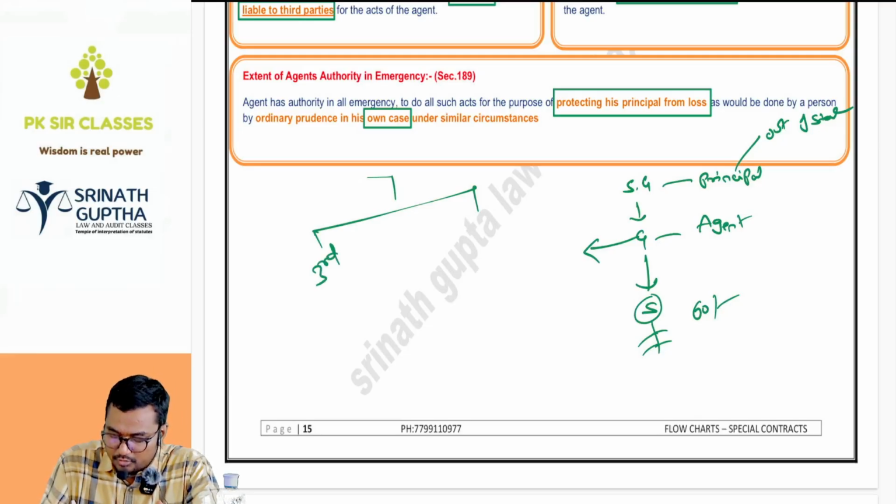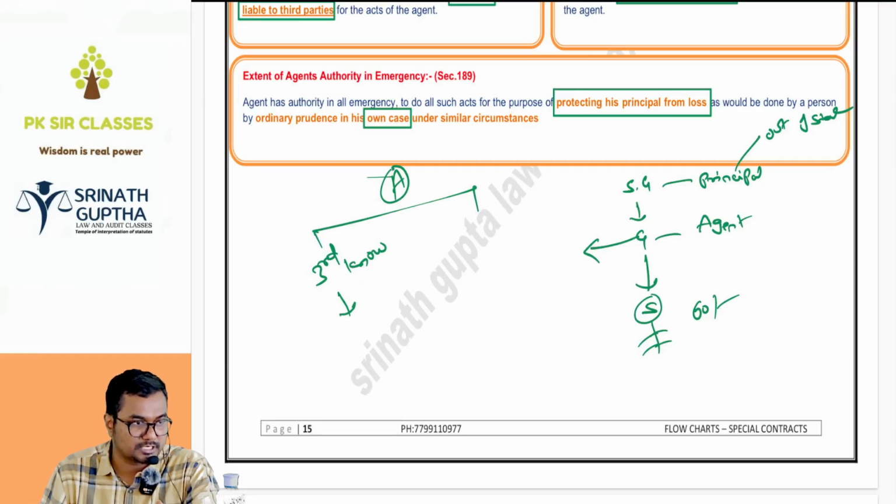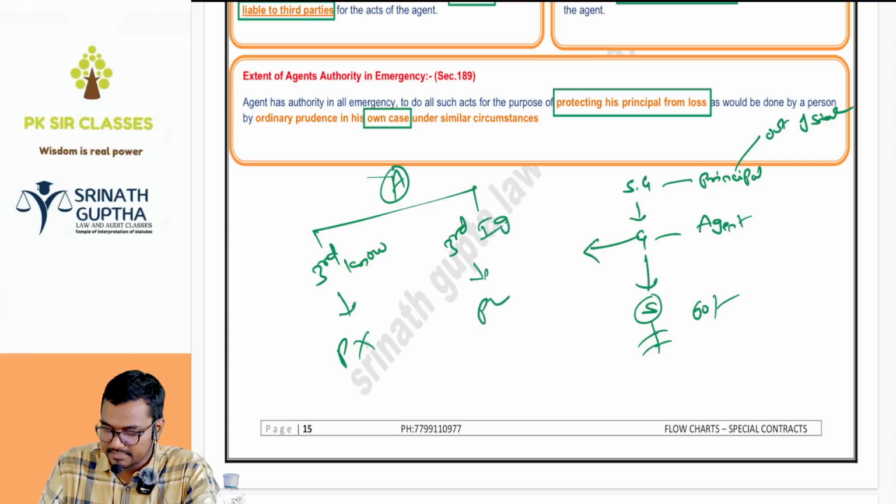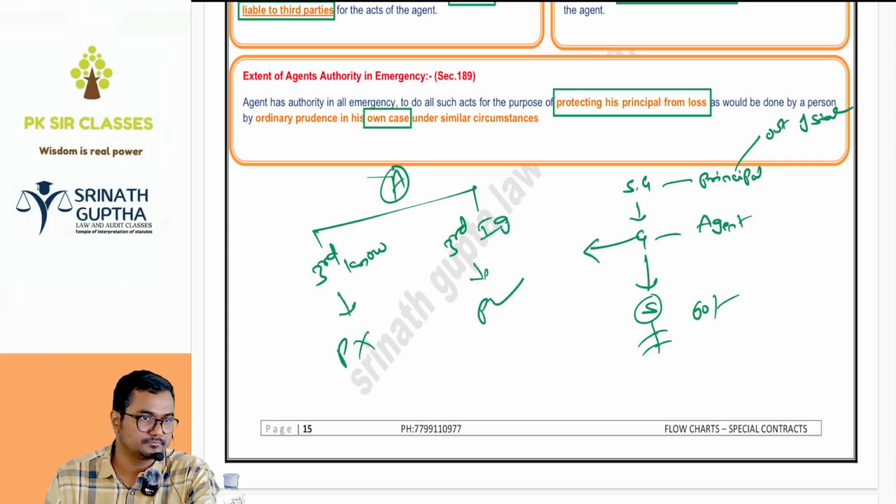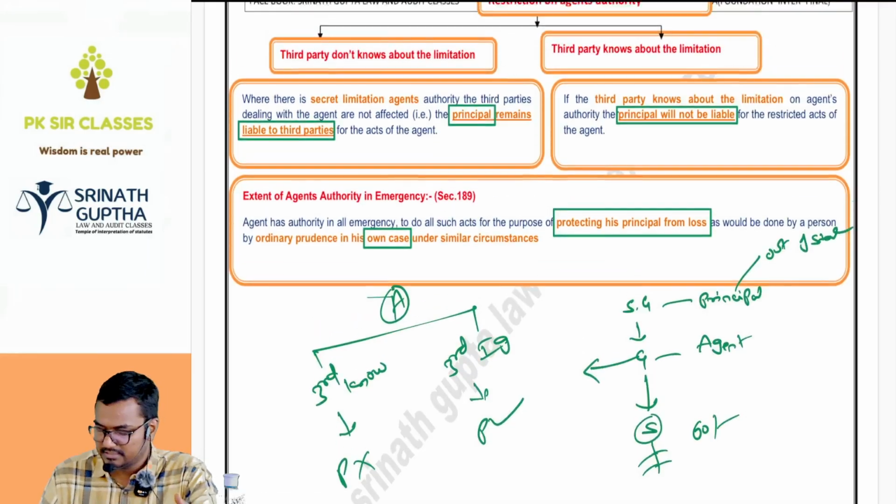If the agent's power is restricted, and the third party knows about the restriction, still the third party entered into an agreement with the agent, whether the principal is liable. If the third party is ignorant about the restriction, whether the principal is liable? Yes, the principal will be liable. We discussed the example also, right? Next step.